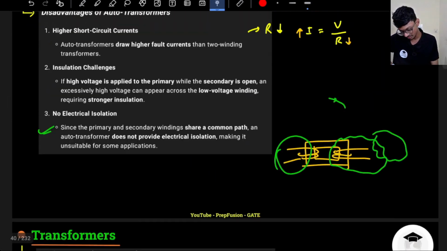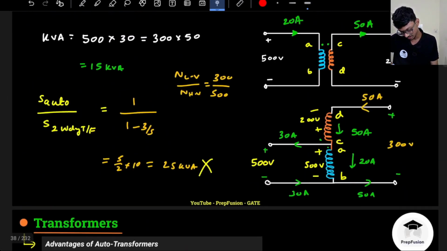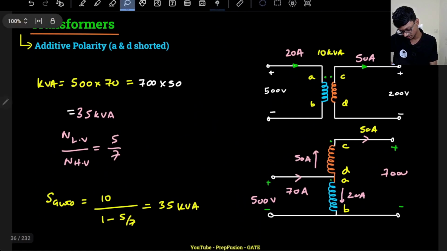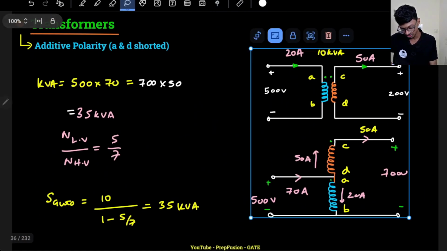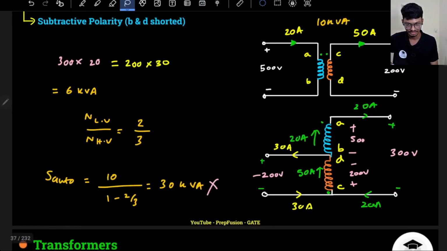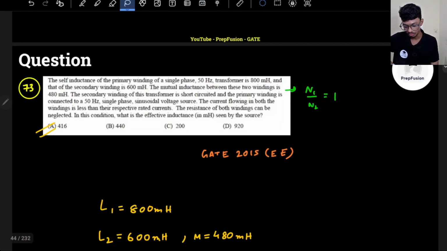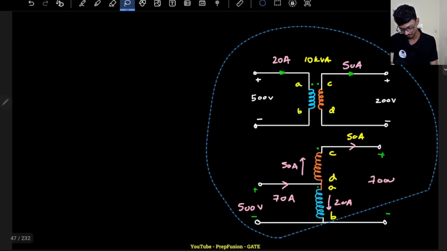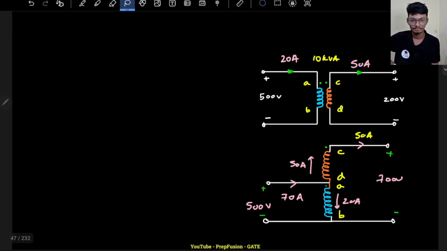So I will copy this diagram from the previous lecture. Any one will work. There are 4 possibilities overall, and we will try to check all 4 possibilities, because the GATE exam can be very tricky. You don't want to miss something just by using the formula. The formula will also work, but I will solve from basics and then I will solve using the formula.